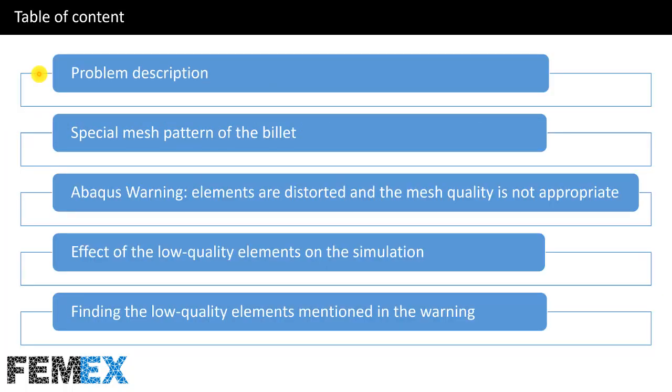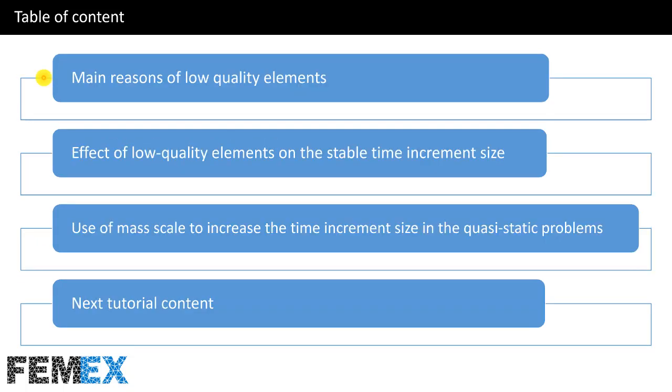This is the table of content. I will talk about the problem description, a special mesh pattern of the billet, the Abaqus warning elements are distorted and the mesh quality is not appropriate, the effect of the low quality elements on the simulation, finding the low quality elements mentioned in the warning, main reasons of low quality elements, the effect of low quality elements on the stable time increment size, use of mass scale to increase the time increment size in quasi-static problems. And finally, next tutorial content.